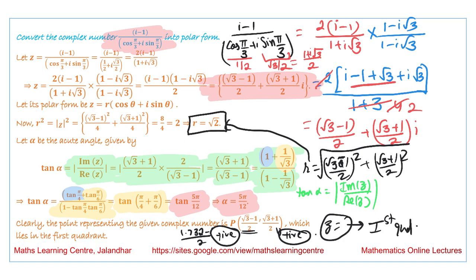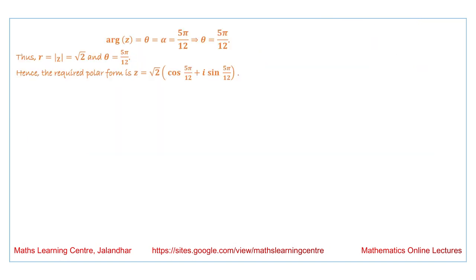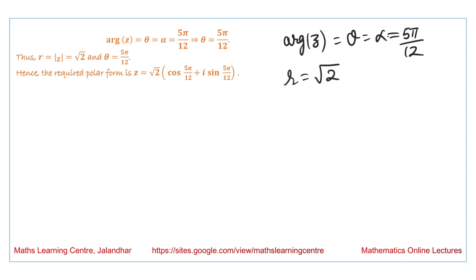So if this lies in the first quadrant, the value of the argument of z, that is theta, will be equal to alpha, and the value of alpha we have obtained is 5 pi by 12. So we have the value of r as square root 2, and the value of alpha, that is theta, is 5 pi by 12. So its polar form is root 2 into cos of 5 pi by 12 plus iota sine 5 pi by 12.